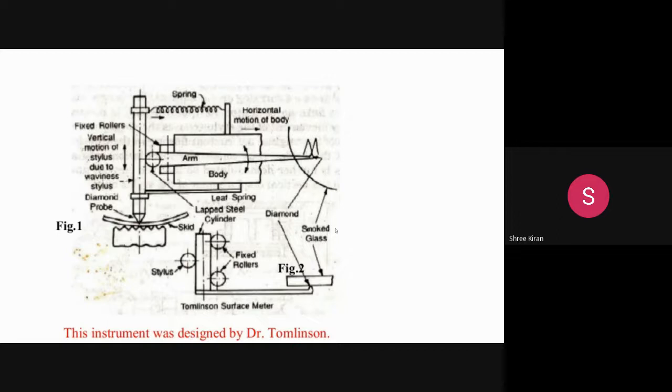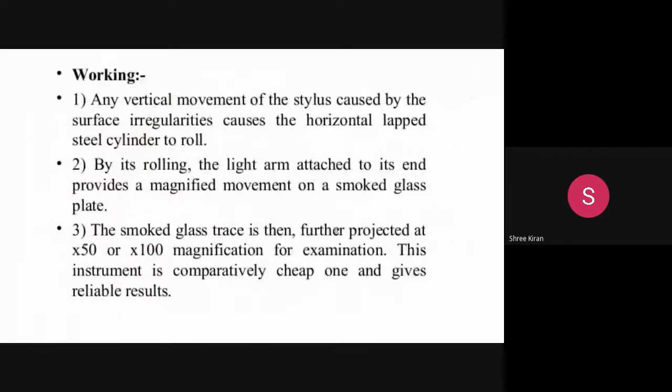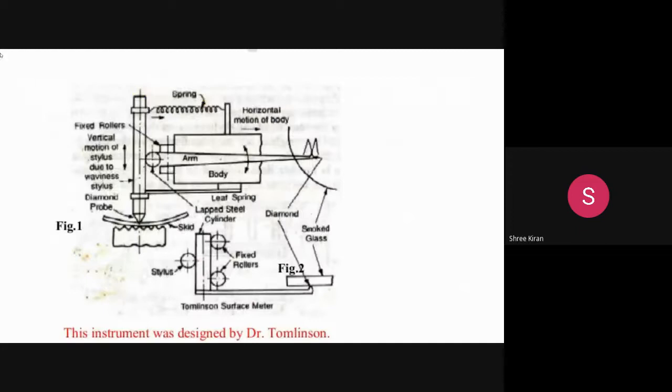I hope you have seen the figure, where we have a Tomlinson surface meter, and this was the construction I was discussing. You see a diamond stylus on the surface is held by spring pressure against the surface of a lapped steel cylinder. This is the diamond stylus spring recorder. That's the first point.